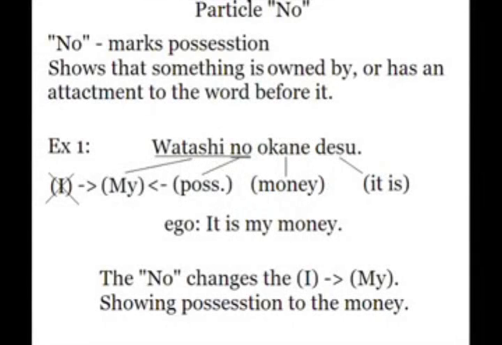Here we have an example of using the particle no in a sentence. The first example is Watashi no okane desu. So we have watashi, which means I, of course, we learned last week. And we have des, which means it is. So we got okane, which is a new word we learned this week, which means money. Now when you have no between two nouns, it's going to signify possession. So what I'm saying in this sentence is, it is my money. Watashi no okane means my money.